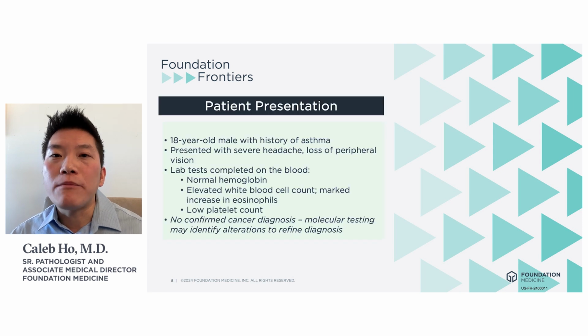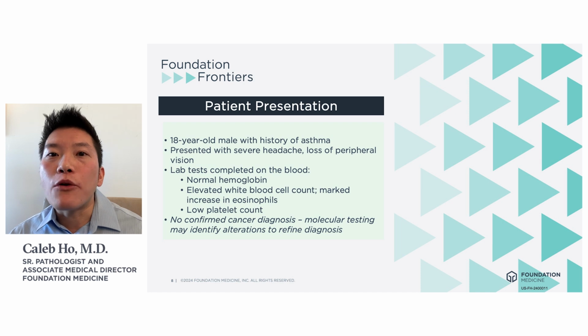An 18-year-old male patient with a history of asthma presented with severe headache and loss of peripheral vision. Routine labs were done. A differential count of the blood by the automated instrument showed that the white blood cell count was increased, and most of the white blood cells were eosinophils. Increased eosinophils can be seen with asthma. However, this patient also had thrombocytopenia, a low platelet count, which is not expected in asthma patients.